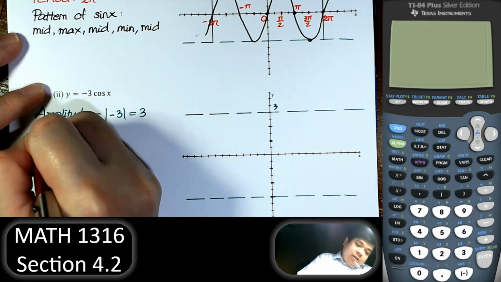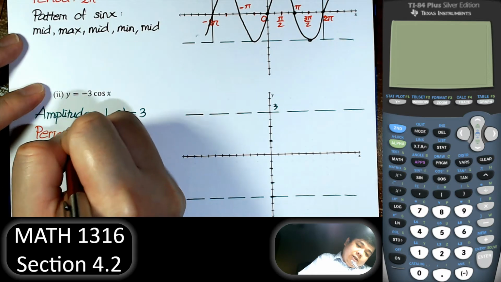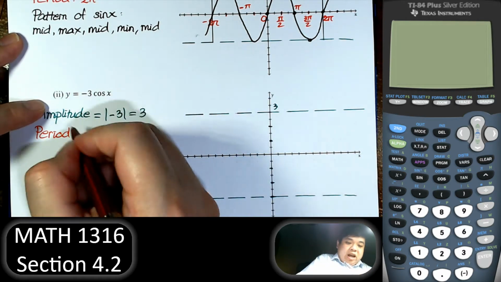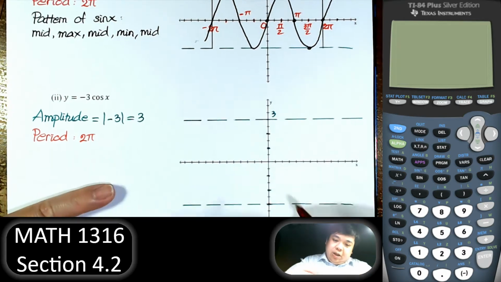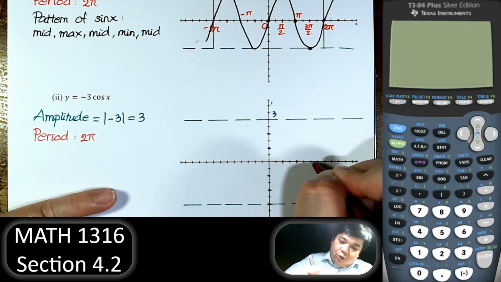The period for standard cosine is going to be 2 pi. So again, I divide that into 4 equal segments.